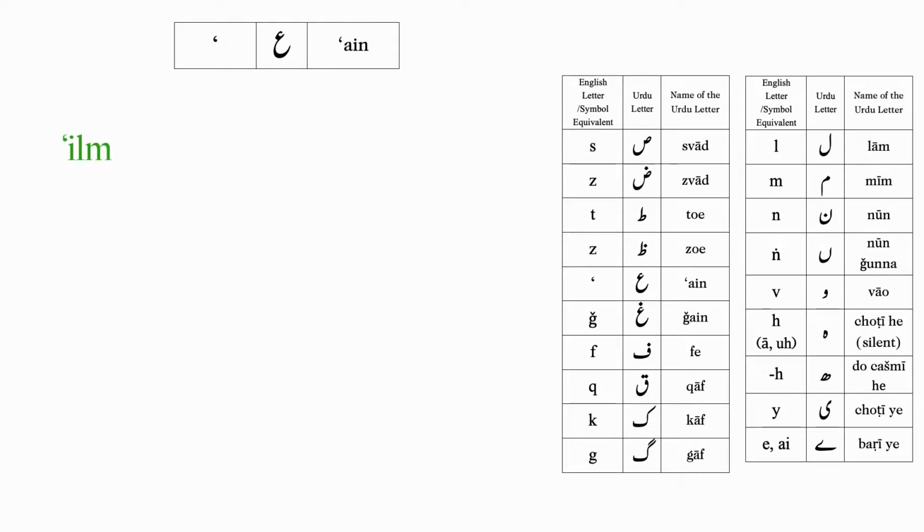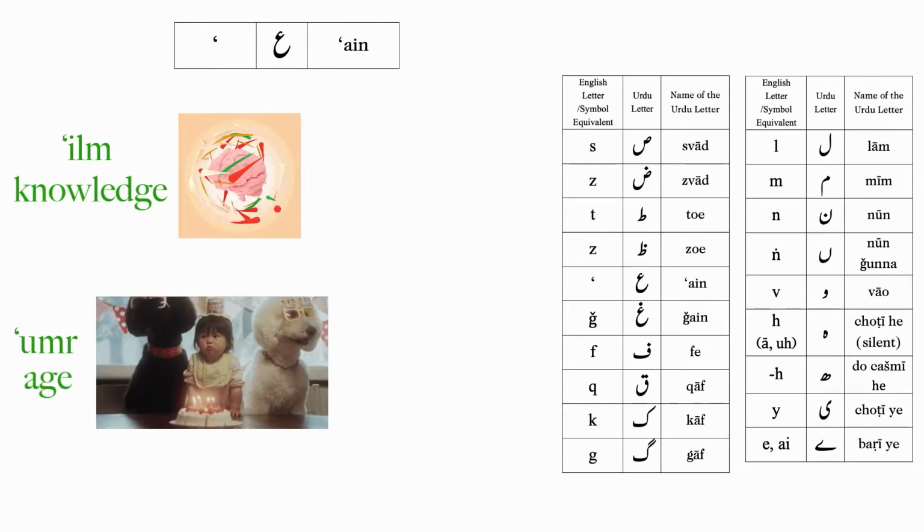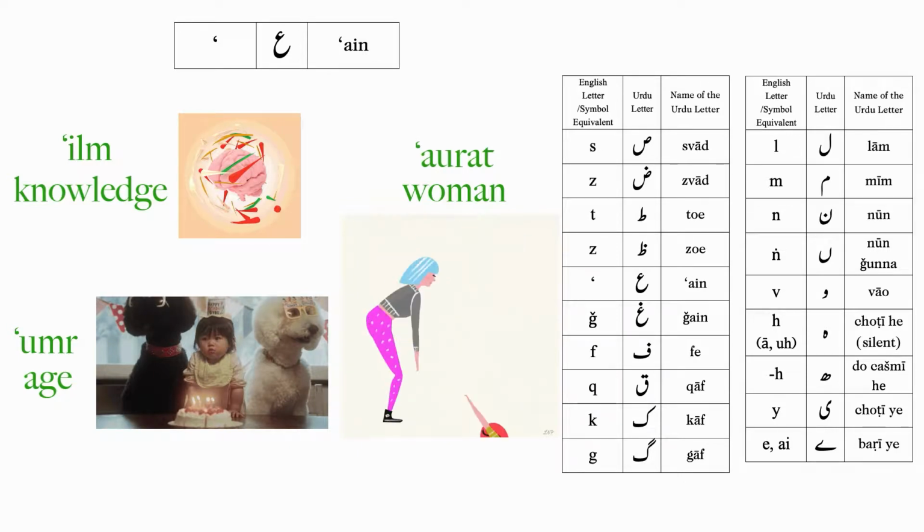Ilm. If you recall, earlier I said that ilm meant knowledge. Our second word is umar. Umar means age. And our last word is aurat. Aurat means woman.